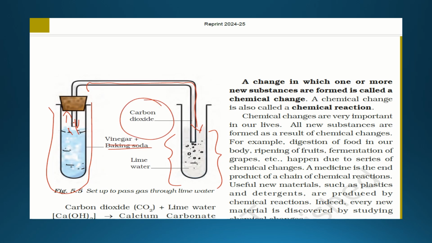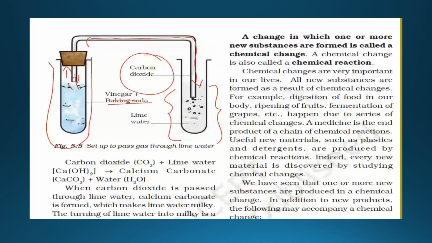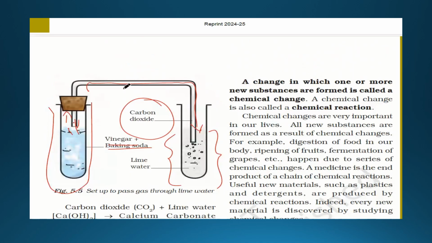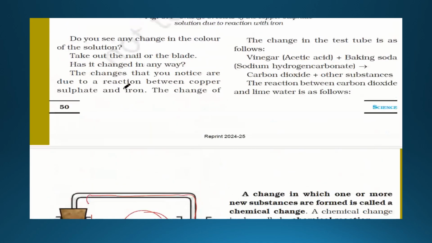So what is happening here? We can say what reaction is happening here. The change in the test tube is as follows: vinegar or acetic acid plus baking soda, in other words sodium bicarbonate or sodium hydrogen carbonate. So baking soda and vinegar or acetic acid give the products carbon dioxide and other substances.